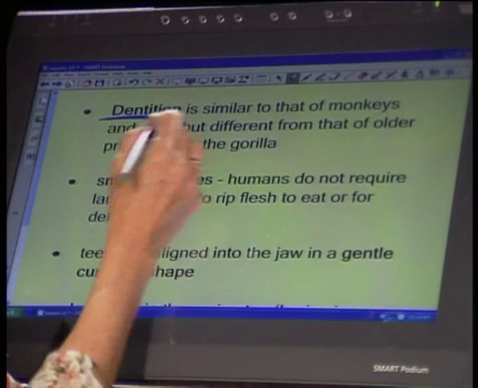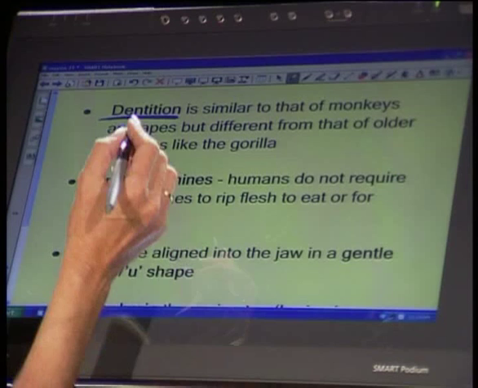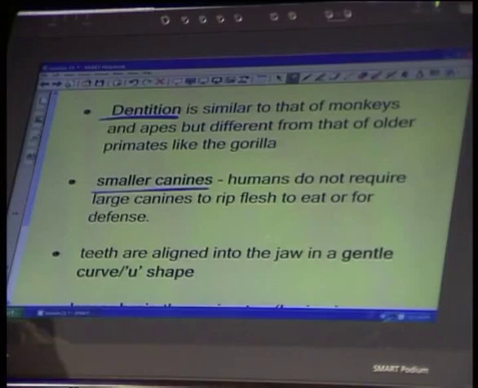Now, still the differences, dentation. We have dentition similar to that of monkeys and apes, but different from the older primates like the gorilla. First of all, we have smaller canines. Why? Canines are there to rip flesh. Now, the only thing we rip is if we're eating biltong, as South Africans. I don't even think the rest of the world does it. But if you're eating biltong, you're going to rip with your canines. Whereas they use canines for protection and to eat. What is the first thing an angry gorilla is going to do? They're going to pull their lips up and show you those big teeth. And those teeth, if they dig into you, you're a dead person.